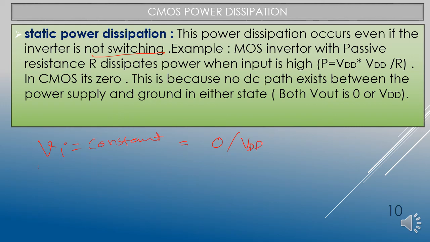In this case, we have seen that when input is 0 and input is VDD, in both conditions ID was 0. In both conditions current was 0. That's why when we calculate power dissipation as ID into VDD, the power dissipation is 0. So in static condition, power dissipation is 0.